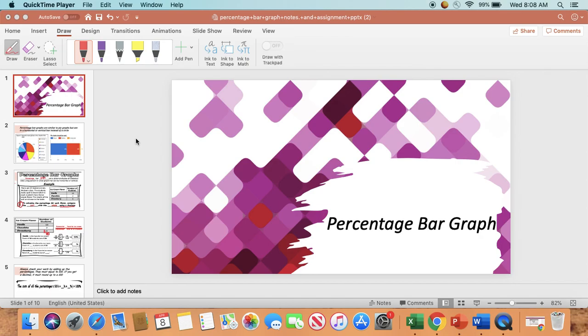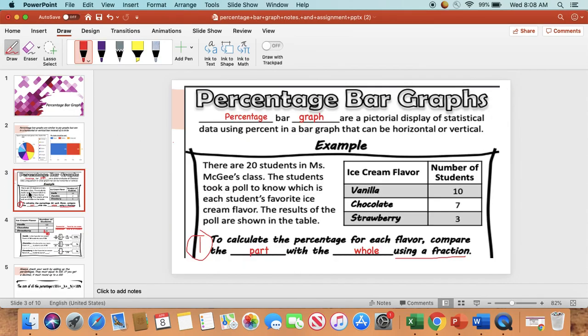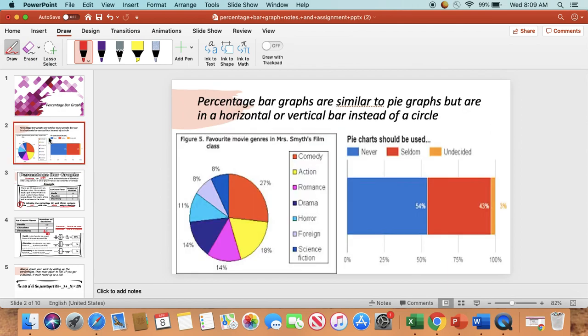All right, guys, so how to create a percentage bar graph. I'm going to read the definition on slide 3. Percentage bar graphs are a pictorial display of statistical data using percent in a bar graph that can be horizontal or vertical. So if I go back to slide 2, they're similar to pie graphs but are in a horizontal or vertical bar instead of a circle.